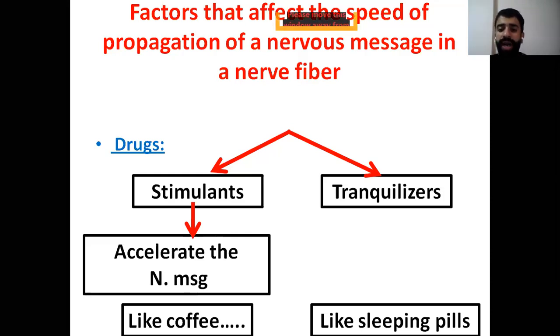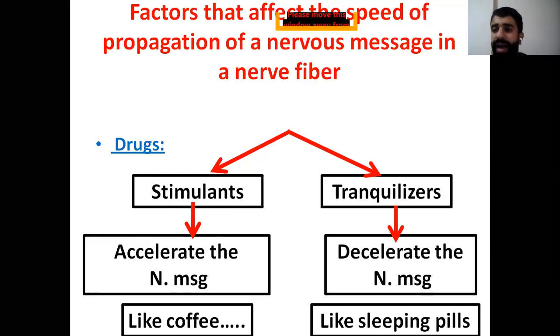While other drugs are called tranquilizers. Tranquilizers decelerate the nervous message, meaning that they make it slower. An example of them is sleeping pills. Whenever you take a sleeping pill, your body activity will decrease since the nervous message speed decreases, and you will go to bed and sleep.